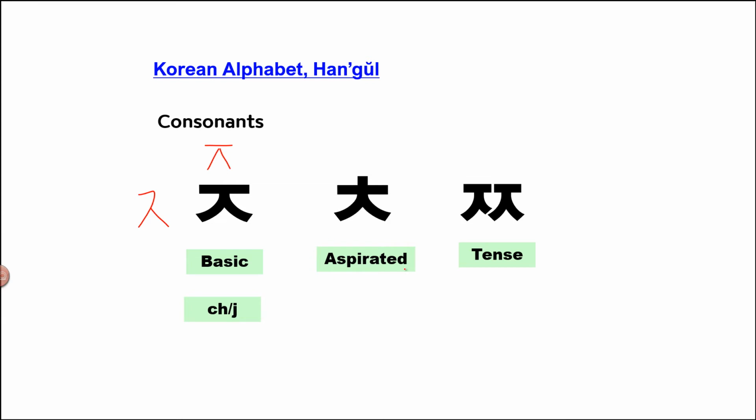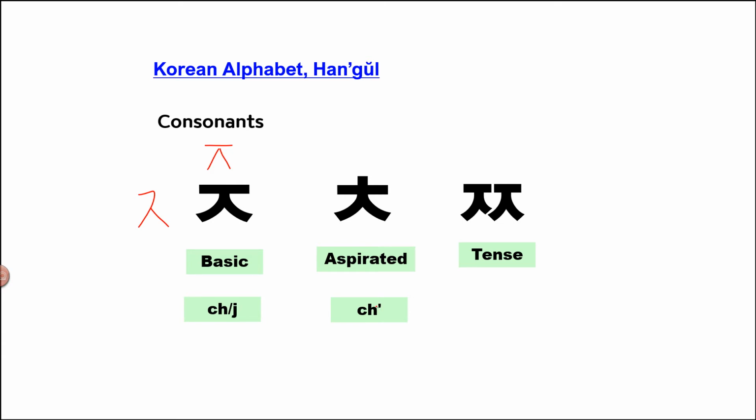It's aspirated, which means the air is coming out. So the voiceless counterpart of this will be ch, ch. It's like a CH sound, but more voiceless. That's why there's a little dot. Just like the CH sound, but more aspirated.